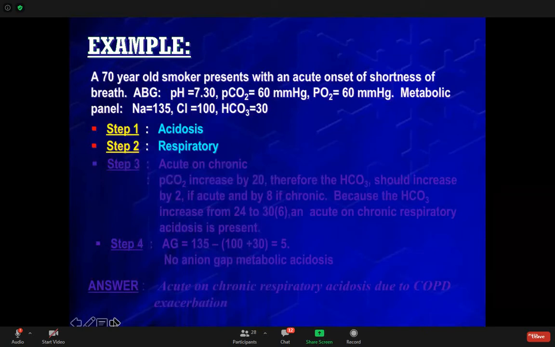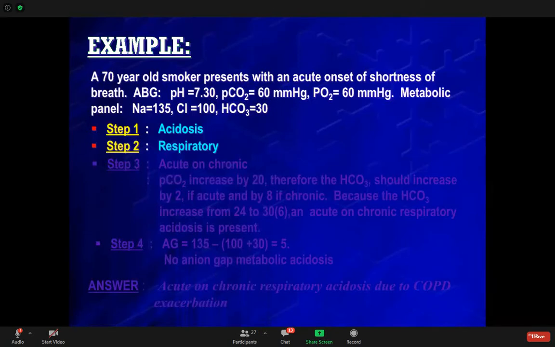So step number 3 is we're going to calculate, is there a proper compensation or not. So if you remember, the calculation for this is every 10 increase in your PCO2, 1 in acute or 4 in chronic. Excellent. So here CO2 is increased by how much? By 20, right?